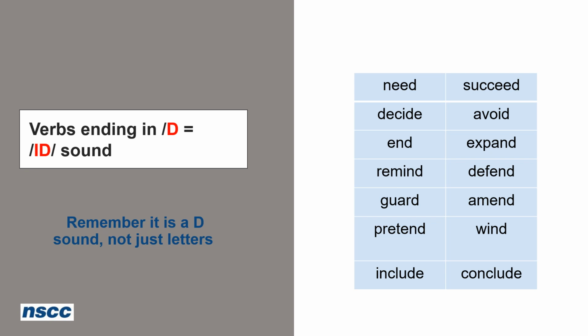Let's practice together. Now, let's try some verbs ending in a d sound. Needed, succeeded, decided, avoided, ended, expanded, reminded, defended, guarded, amended, pretended, winded, included, and concluded. As a note, spelling is not too complicated for these words. Most have an ed or a d to end the word.